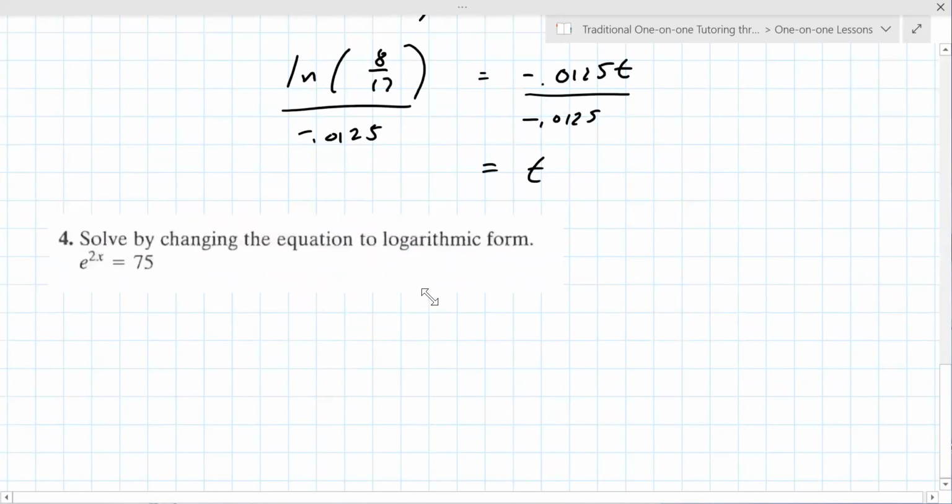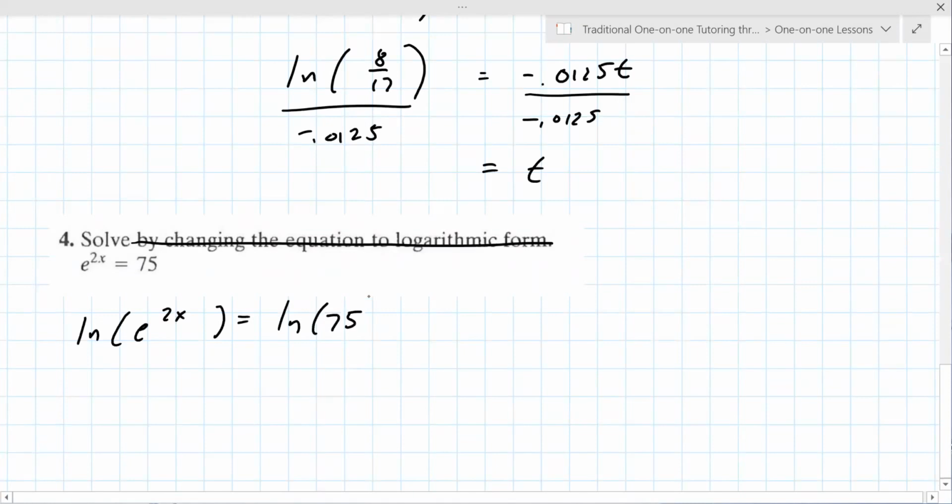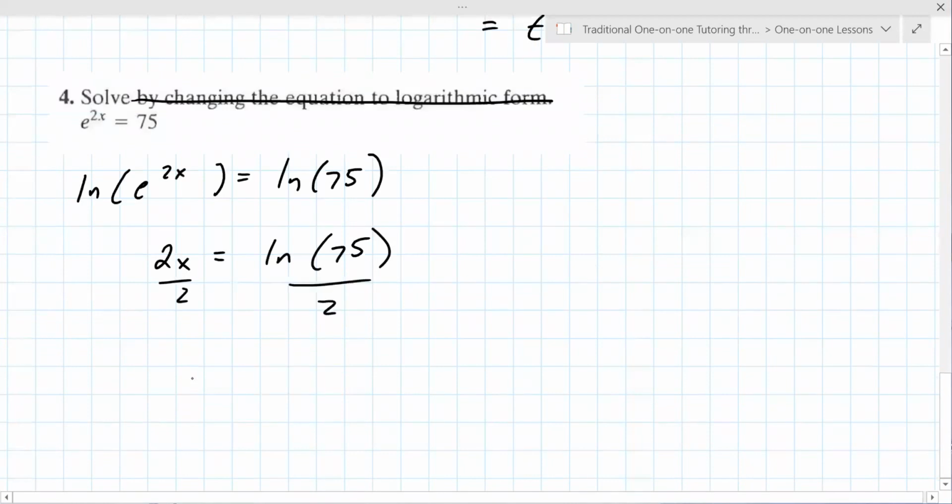They say to solve the equation by changing the equation to logarithmic form. If it just said to solve for x, you would already know to do this. You take the natural log of both sides. Natural log is the only way to get a variable out of the exponent. On the left side, it becomes 2x. Right side, it's natural log of 75. Divide both sides by 2. So x equals natural log of 75 over 2. And this is the kind of question where you can do it and not necessarily have a calculator, because this is correct.